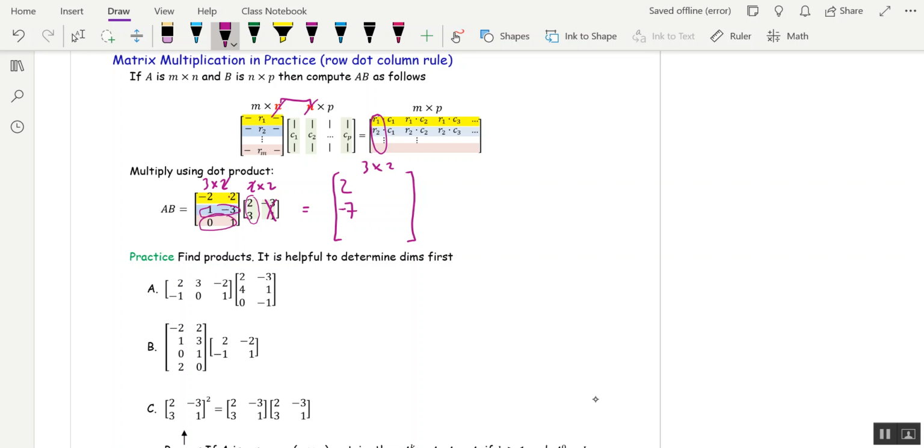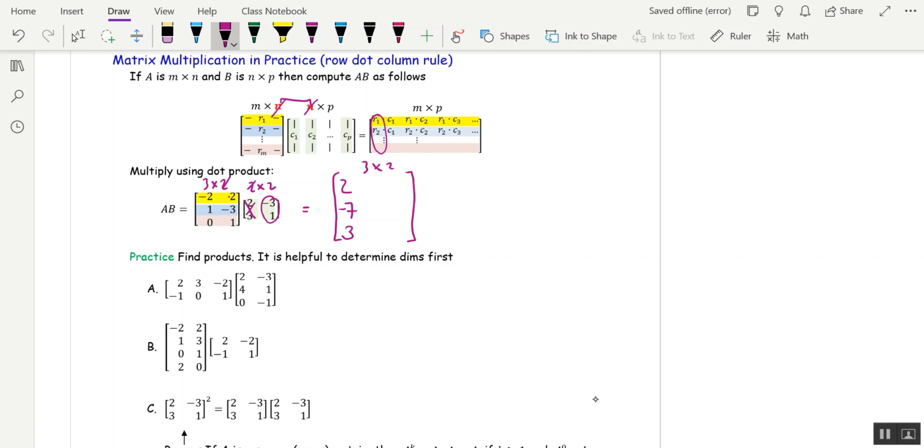You get 2 times 0 is 0, plus 3 times 1 is 3. Okay, I've got my first column. Now, let me erase this. Pretend the first column doesn't exist, and we're only going to look at the second column. That's how we're going to get the second column of the product.